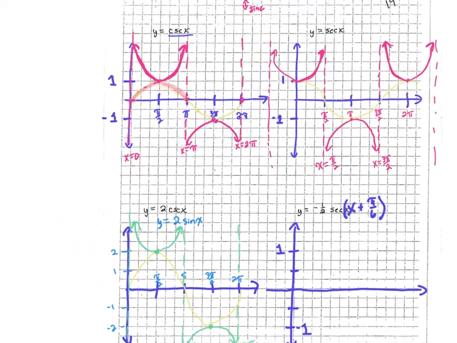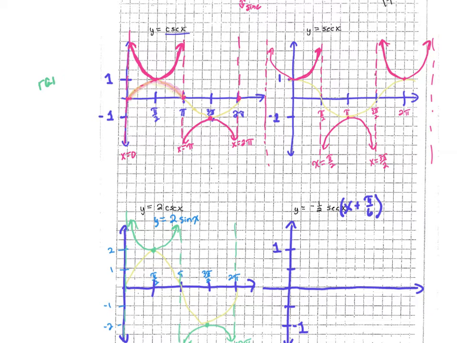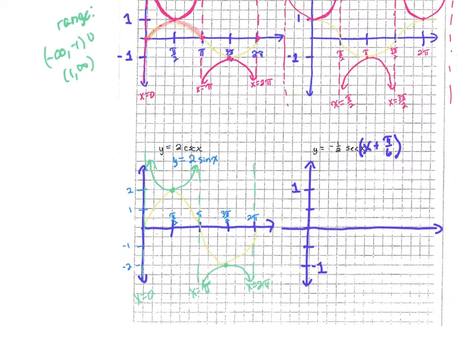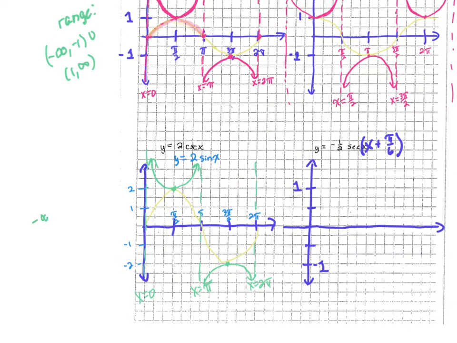So I want you to think about this. The range for these graphs was from negative infinity to -1, and then from +1 up to positive infinity. So that's the range for our basic graphs. If you think about this one, our range is going to be from negative infinity to -2, and then from 2 up to positive infinity. So the amplitude change adjusts what our range will be, obviously.